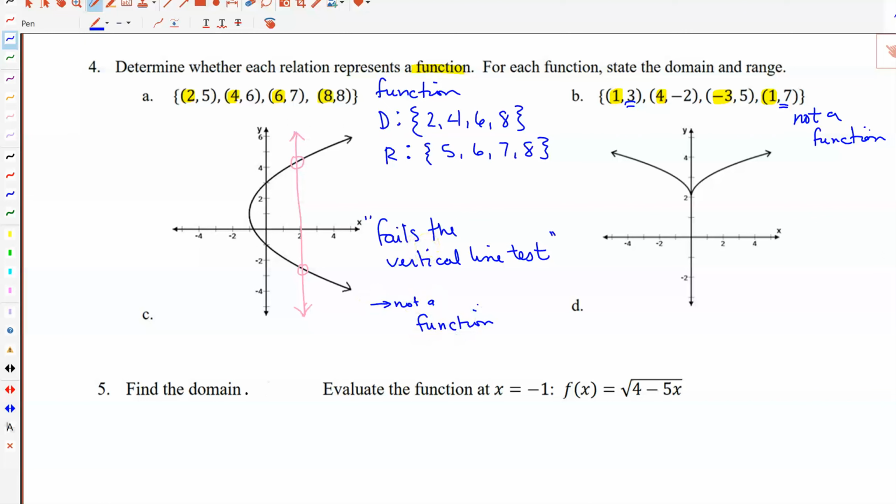And then finally for this last one, this one will pass the vertical line test. So this one will be a function. And its domain will be from -infinity to infinity. And its range will be from, all right, the lowest x or y coordinate on here is 2. So I'll have a bracket on there because it does actually obtain 2, and it will go to +infinity.